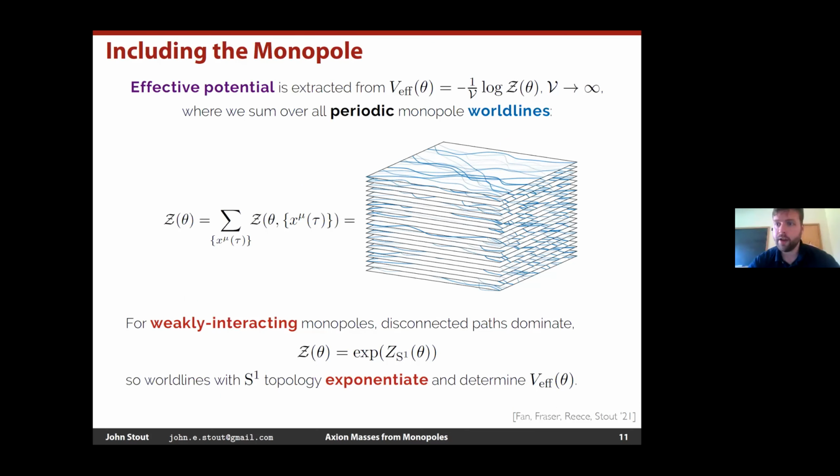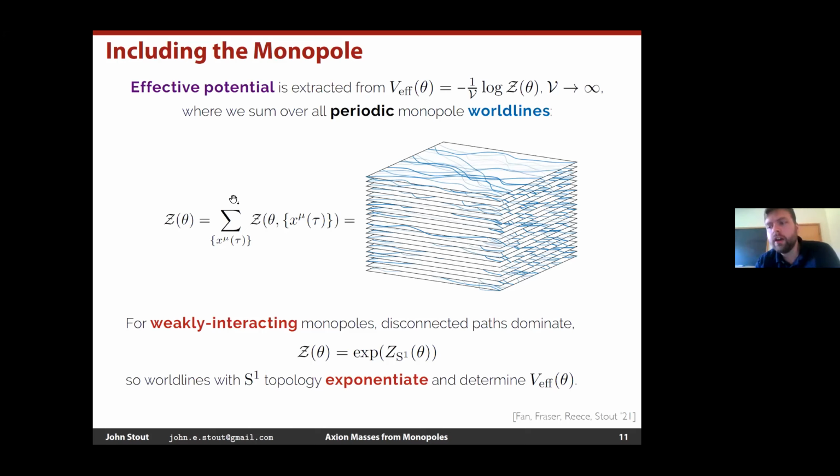So the picture that you should have in your head is we want to take a U(1) gauge theory, let's say for simplicity, and incorporate the effect of these monopole configurations. Now, the way we do that is we think of these monopoles as defects whose world lines we have to sum over. And so instead of thinking about just the U(1) gauge theory, we think about having a U(1) gauge theory with a fixed monopole background and doing the path integral over that. So we extract the effective potential from this partition function, including all of these defects, where we sum over all periodic configurations, which includes all periodic monopole world lines.